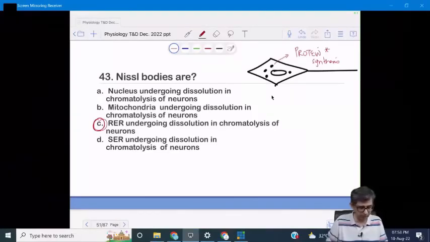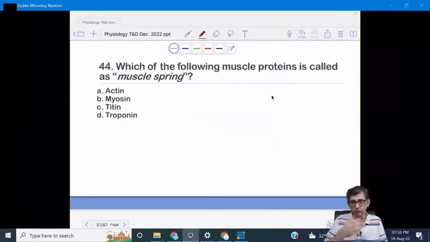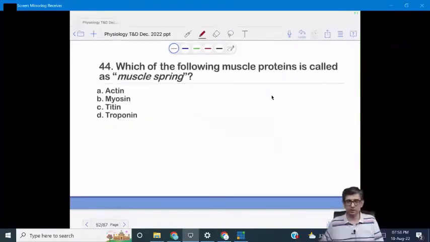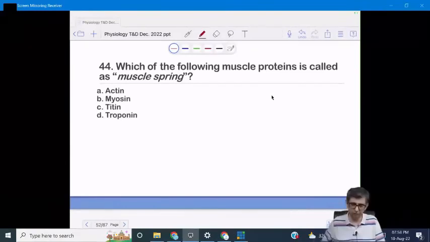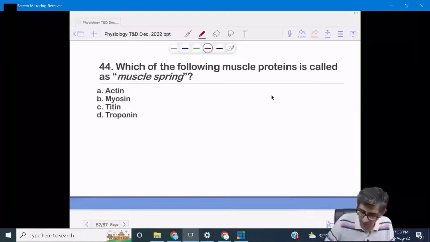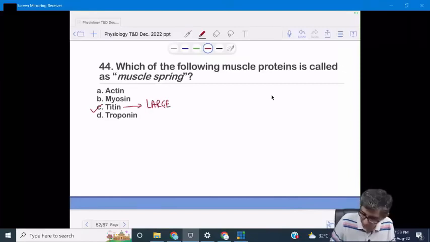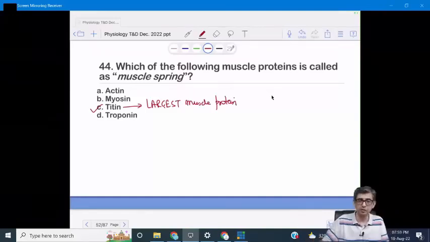Okay, let's move to 44. Which of the following muscle proteins is called the muscle spring? And the hint is that this would also be the largest muscle protein. The question may say which of the following is the largest muscle protein. Yes. The answer is titin, not tintin, but titin. The largest muscle protein is titin, and this is also called the muscle spring.